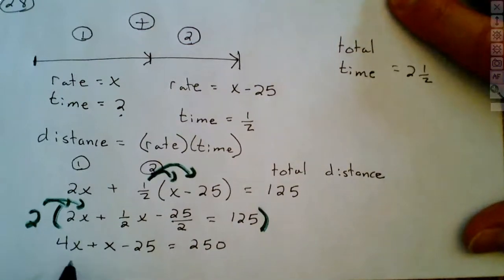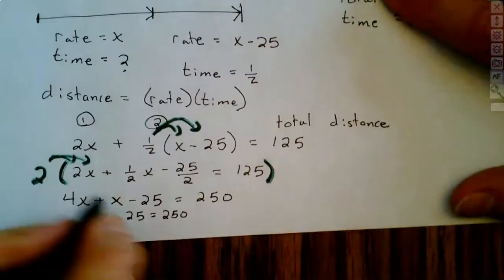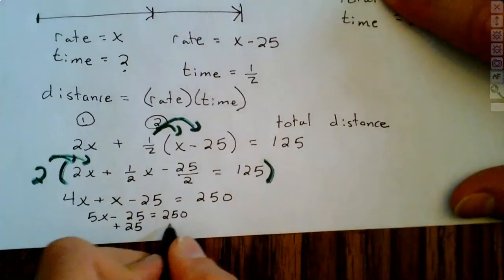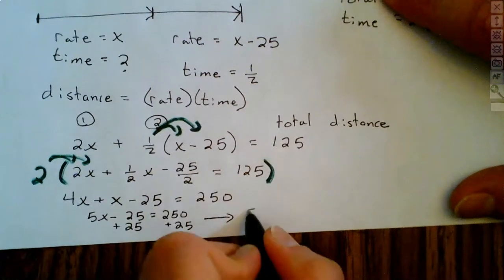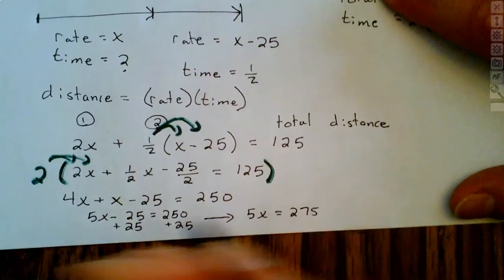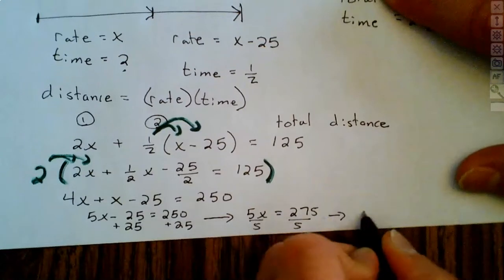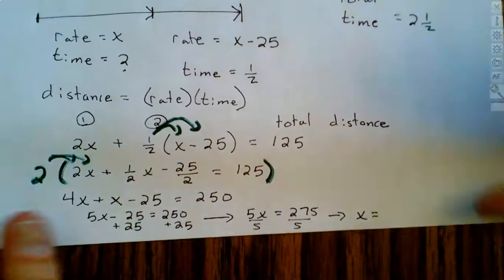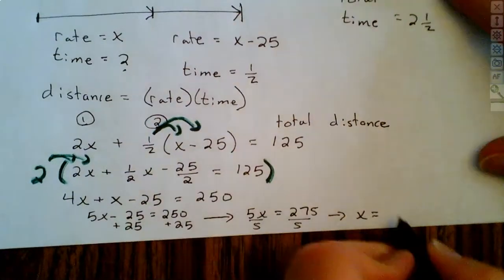Combining, we now have, it looks like 5x minus 25 equals 250. We'll add that 25 to each side. And now we have 5x equals 275. We'll divide by our 5. And we have now x equaling 275 divided by that 5, 55.